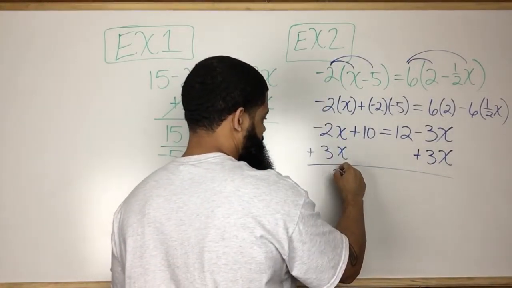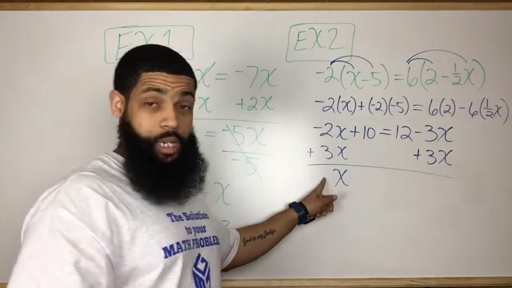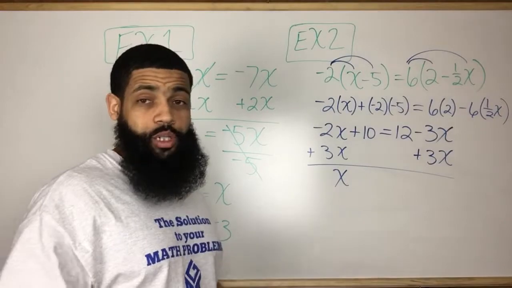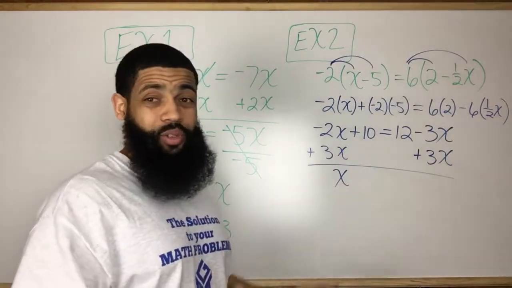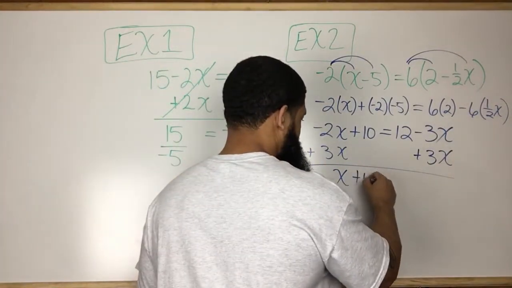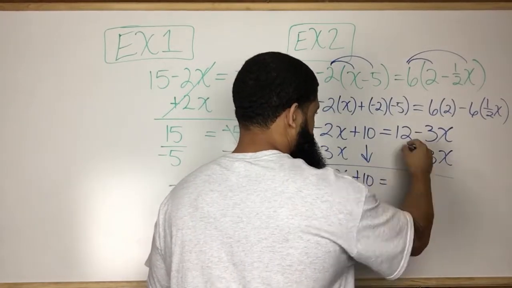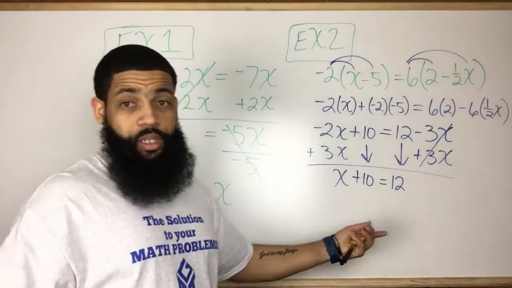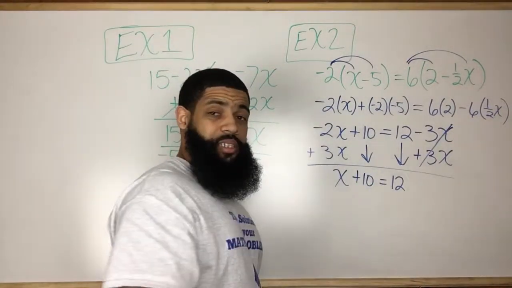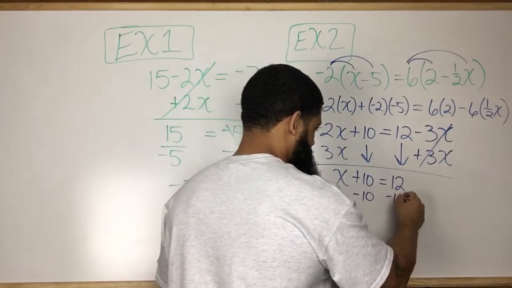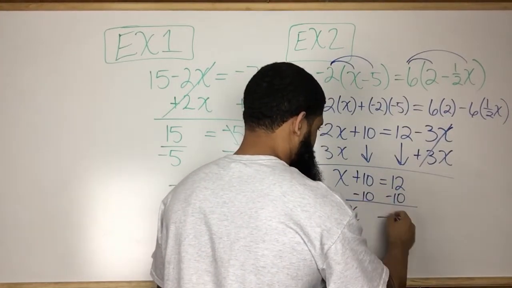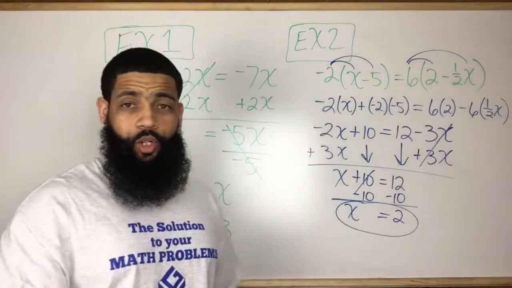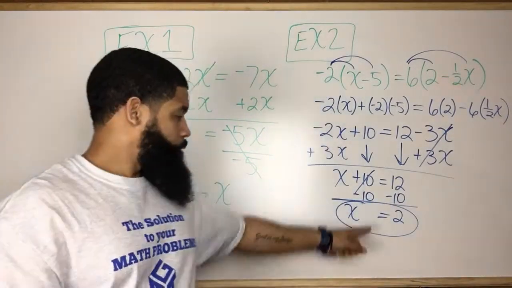Negative 2x plus 3x is just x, or 1x. I don't put a 1 because I know that anything times 1 equals that number. So this is 1x or just x. Same thing, bring down the plus 10 equals 12. These cancel. Now it's just a one-step equation. The opposite of adding 10 is subtracting 10. And then x equals 2. All right? So there's your solution.